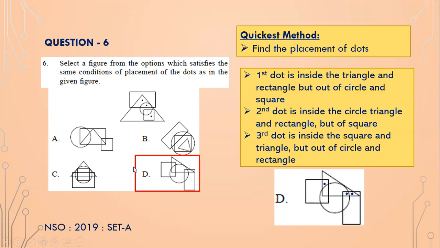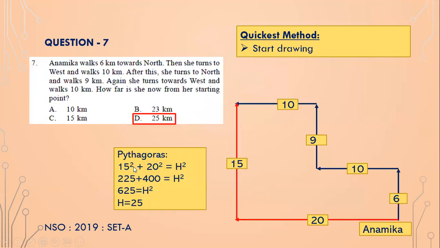So option D is the correct option. Anamika walks 6 km towards north, then she turns to the west and walks 10 km. So again start drawing. So Anamika, let this be the starting position. 6 km to the north, 10 km west. She turns north and walks 9 km, then again turns west and walks 10 km. How far is she from the starting point?